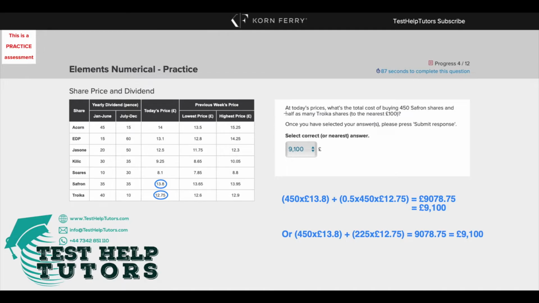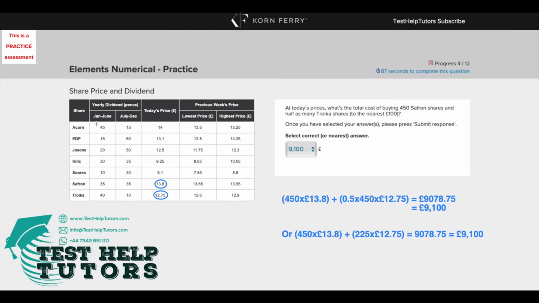This question states, at today's price, what's the total cost of buying 450 Saffron shares and half as many Troika shares? So if we're buying 450 Saffron shares, half of 450 is 225. So we're buying 450 Saffron shares and 225 Troika shares, and we have to work out what the total cost of doing so would be at today's price.